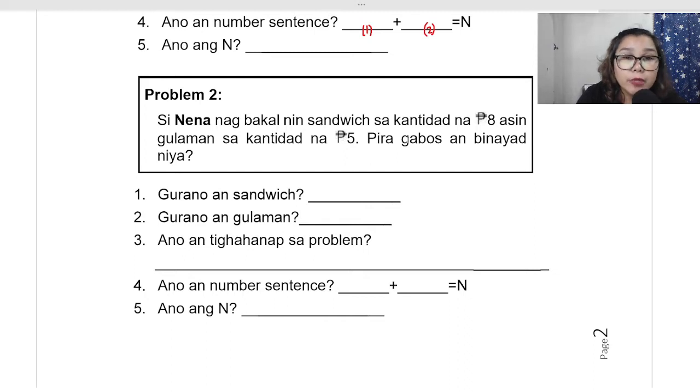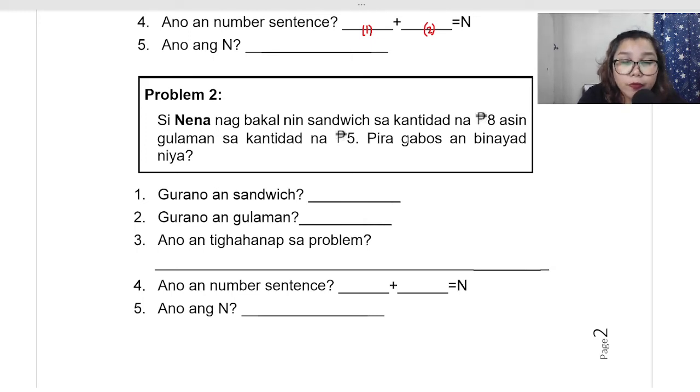So, number 1 question, gurano ang sandwich. How much is the sandwich? Number 2, gurano ang gulaman. How much is the jelly or gelatin? Number 3, anong tigahanap sa problem? So, same. You need to locate the question. So, if you can find the question from the problem dyan sa box, so all you need to do is copy on the space provided.